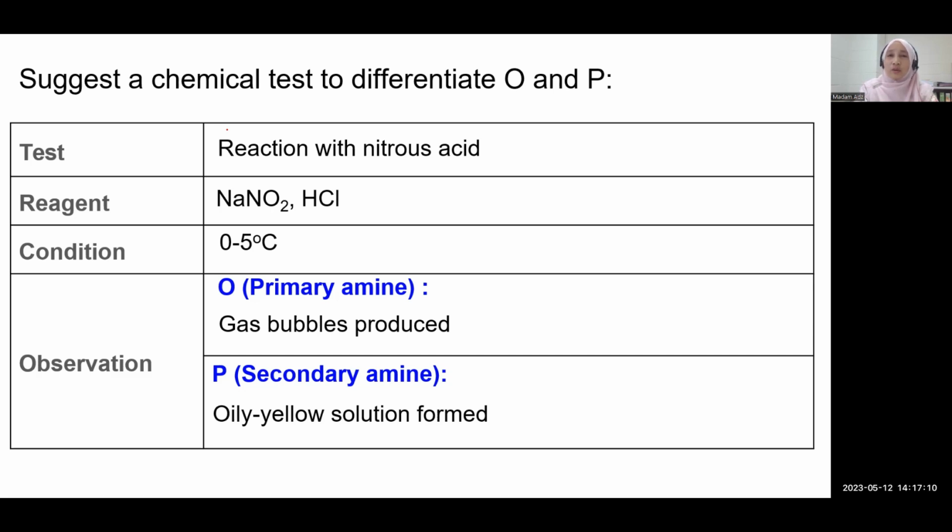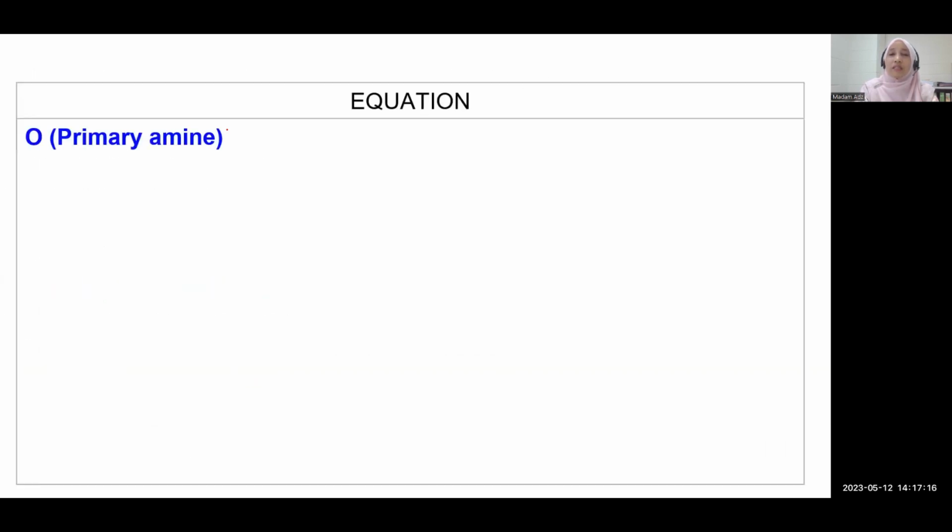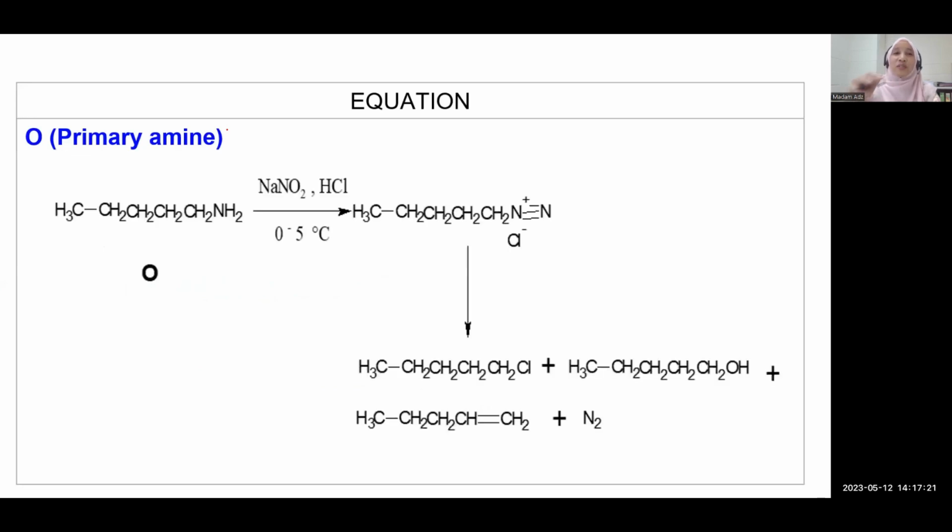Cuma untuk bahagian equation dia macam agak complicated sikit. So saya bagikan kepada besar saya punya table ni sebab dia punya equation dia banyak. Okay, so saya dah siapkan jawapan dia. So this one adalah kita punya primary amine study.